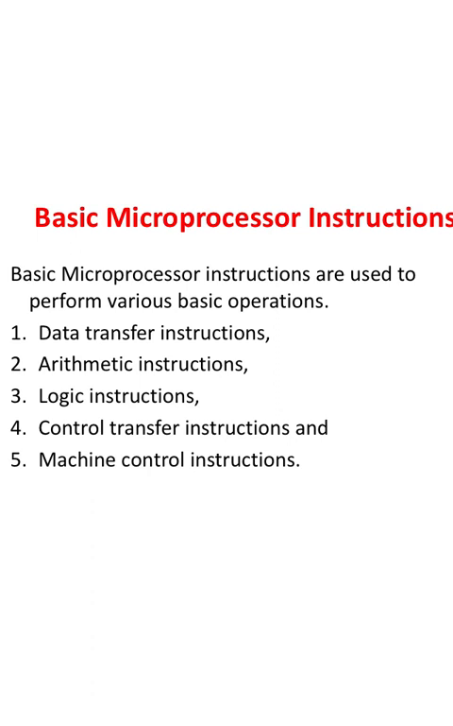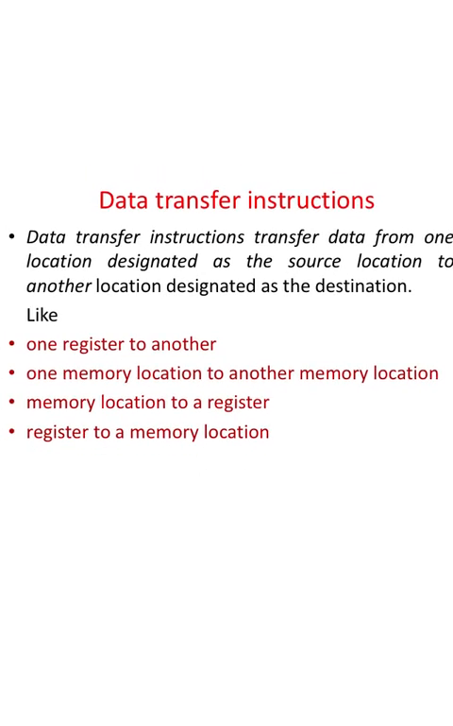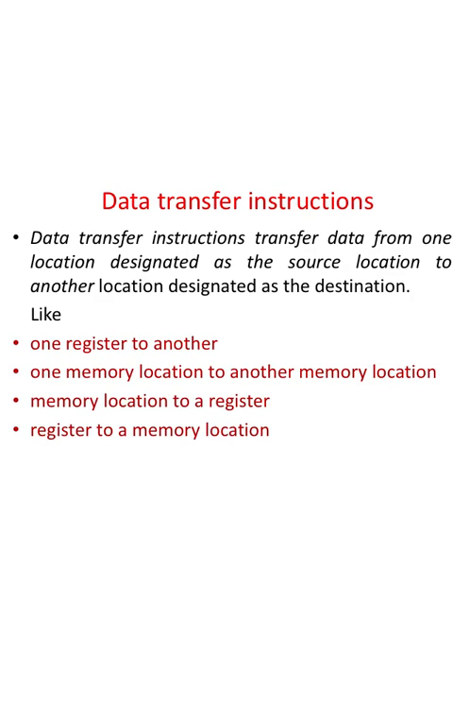Instructions. The first is a data transfer instruction, then arithmetic instruction, logic instruction, control transfer instruction, and machine control instruction. Coming to the data transfer instruction, it transfers data from one location, designated as the source location, to another location, designated as the destination location. It can transfer data from one register to another, from one memory location to another memory location, from memory to a register, and from a register to a memory location.